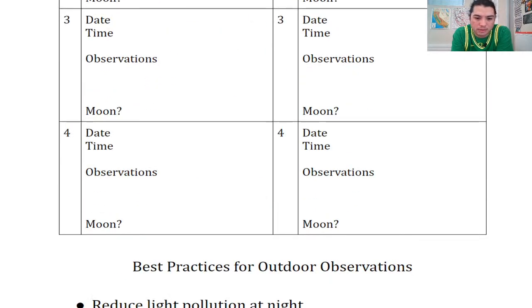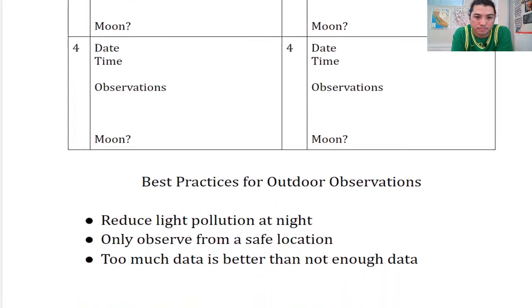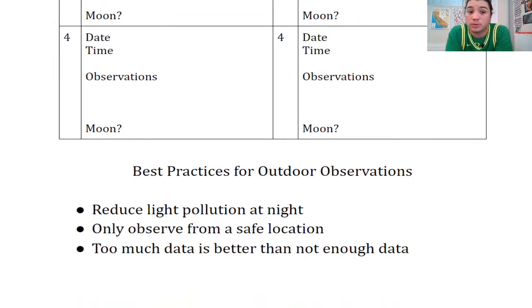Best practices for outdoor observations. Okay, the first one says reduce light pollution at night. If you've never heard the term light pollution before, basically the more light that's on or near you, the harder it is to see what's going on in the night sky, right? You're going to see, for instance, more stars if you're camping and out in the middle of the wilderness than if you're in the middle of the city, right? So depending on how dense your city or your living situation is, it might be a little bit more challenging to see. But you'll still see a lot of stuff, okay?